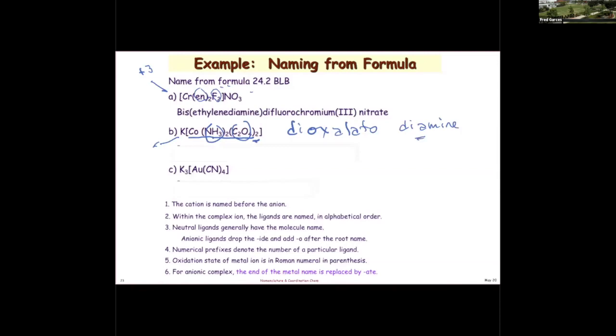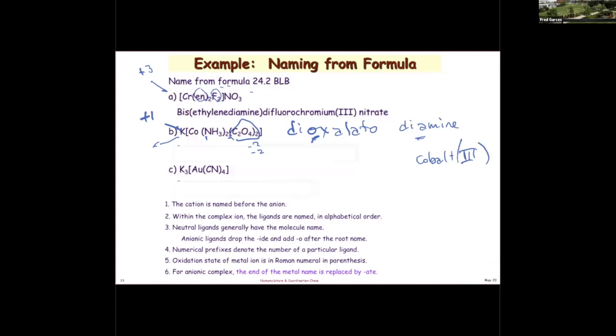A comes before O, so we would name diamine dioxalato, and then the metal is cobalt. And then if we look at the charge, let me erase this so that you guys can see what I'm doing here. If you look at the charge, the potassium's +1, the oxalic acid is -2, but there's 2 of them, so that's -4. So -4 and a +1, the cobalt has to be a +3. Okay, cobalt has to be a +3 for this whole thing to be neutral.